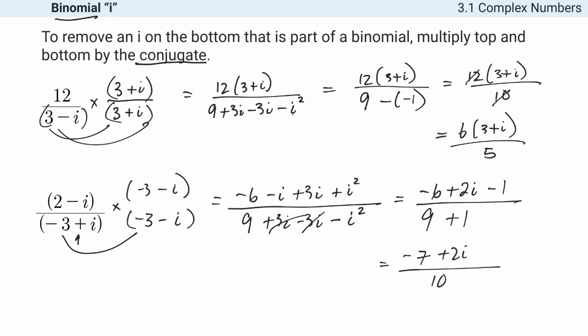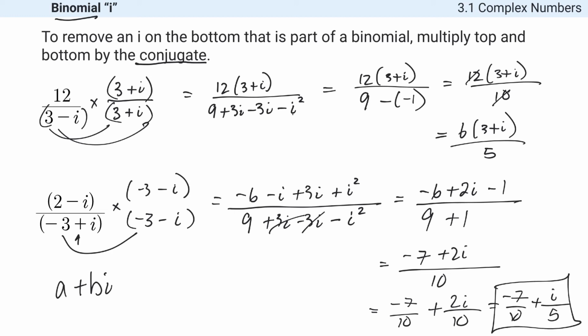Now you can leave your answer like that, but remember at the start we said we want to write these as A plus BI, so you could change that to just apply the 10 to both numerators. So it'd be minus 7 over 10 plus 2I over 10. Oh, and this 2I you could simplify. So it'd be minus 7 over 10 plus I over 5. That's probably the answer you'd see in the book. If you get to this point here, I'm very happy. But this is just finishing things off.